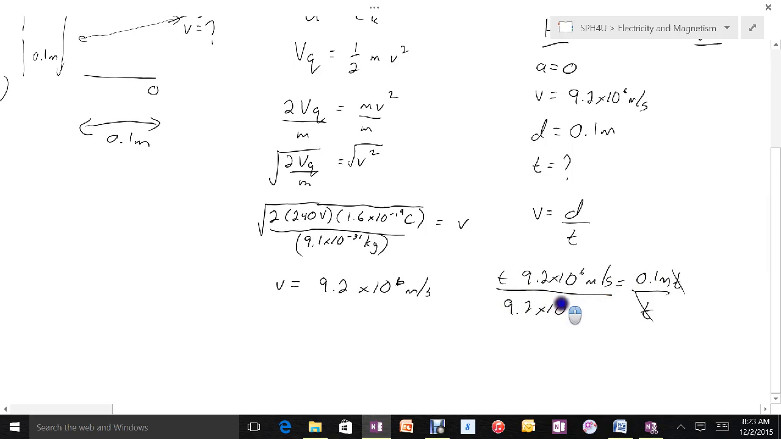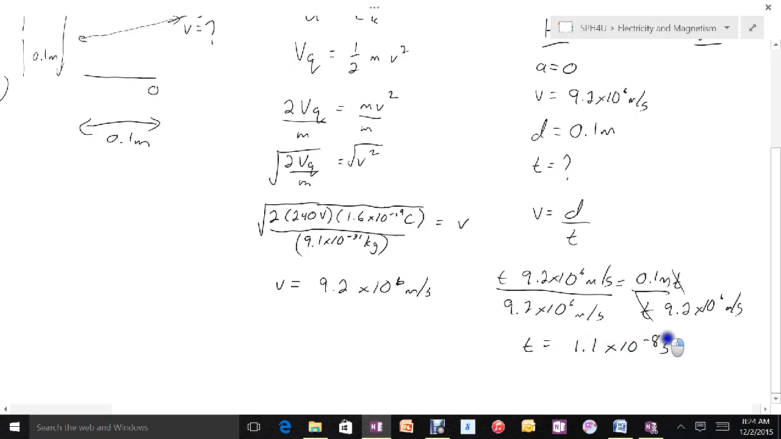...9.2 times 10 to the 6 meters per second. And then dividing both sides by 9.2 times 10 to the 6 meters per second, I'm going to find out it's about 1.1 times 10 to the negative 8 seconds.